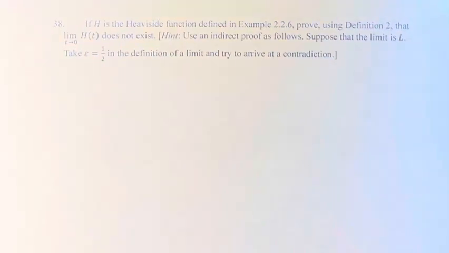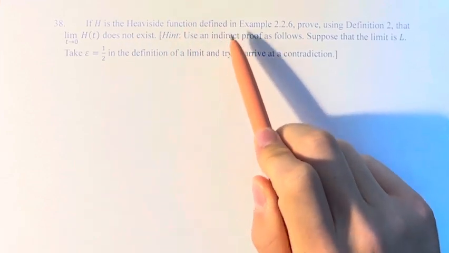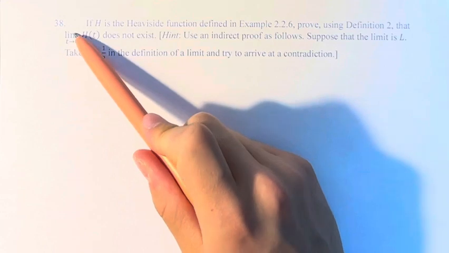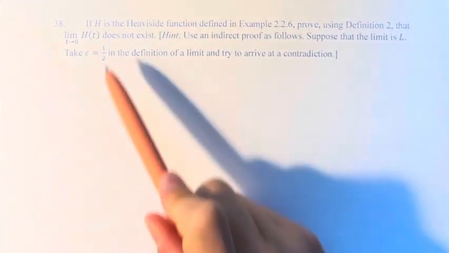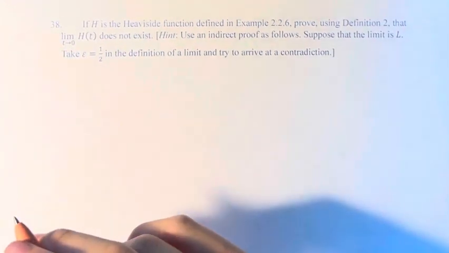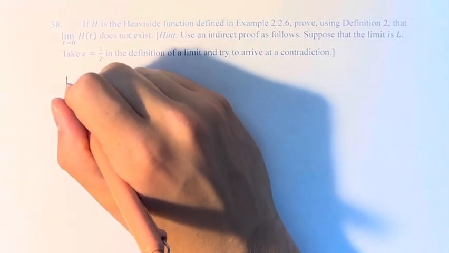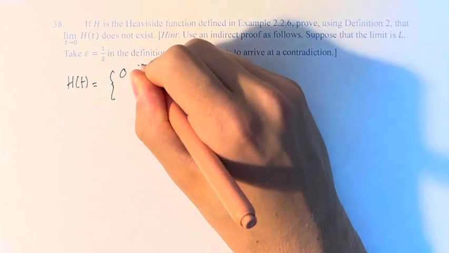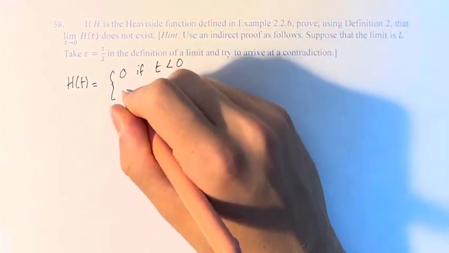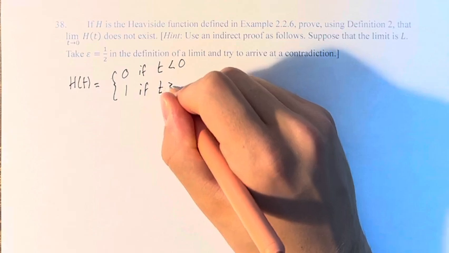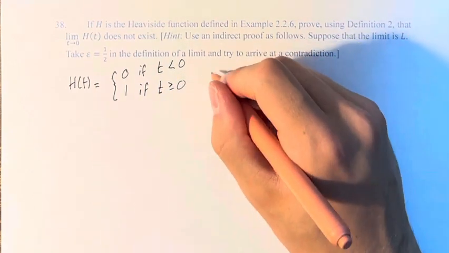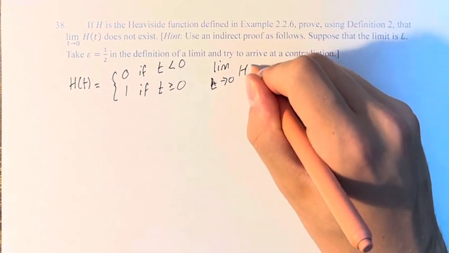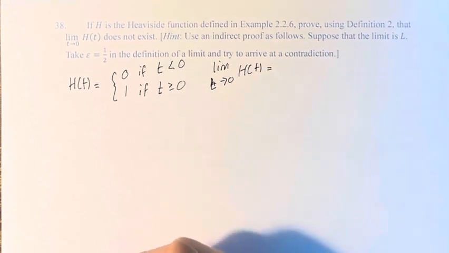In this problem, we're told if h is the Heaviside function defined in example 2.2.6, using definition 2, find that the limit as t approaches 0 of this function does not exist. So the Heaviside function, h of t, is equal to 0 if t is less than 0, and 1 if t is greater than or equal to 0. And we're looking to see that the limit as t approaches 0 of this function does not exist.